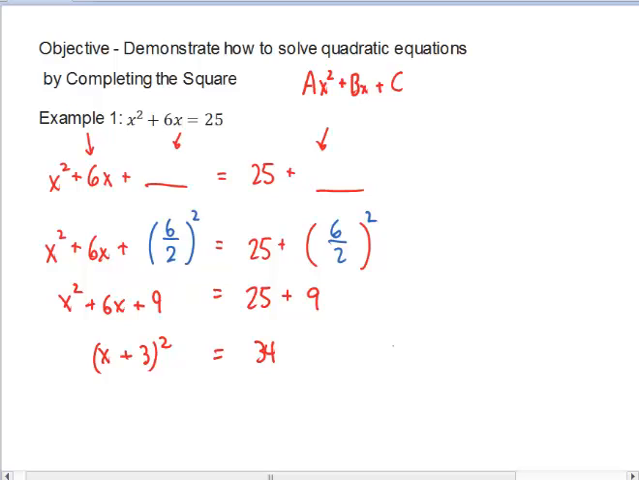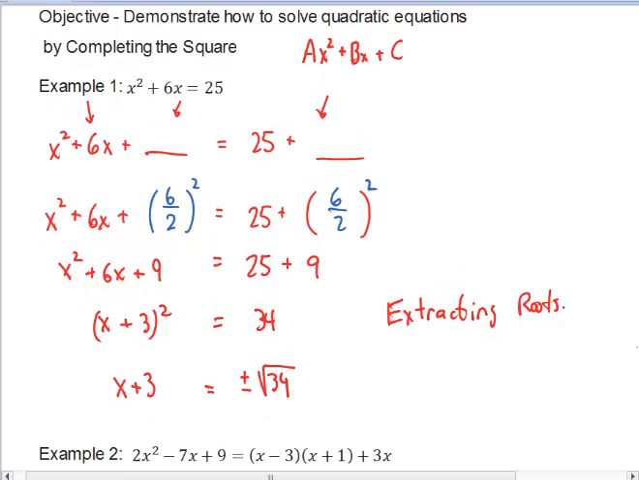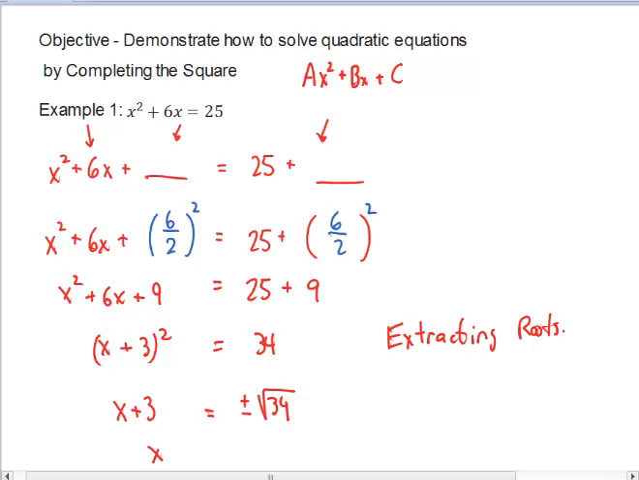Now in the video that was before this video, we talked about extracting roots. If you're not familiar with extracting roots, that's what we're going to do now to find the answer to this. So to extract these roots, we square root both sides. So I have x plus 3 equals plus or minus, because when you take a square root of a number for solving a quadratic, you always have a positive and a negative root. So this is plus or minus root 34. And now we just subtract the 3 from both sides. So you have x equals negative 3 plus or minus root 34.